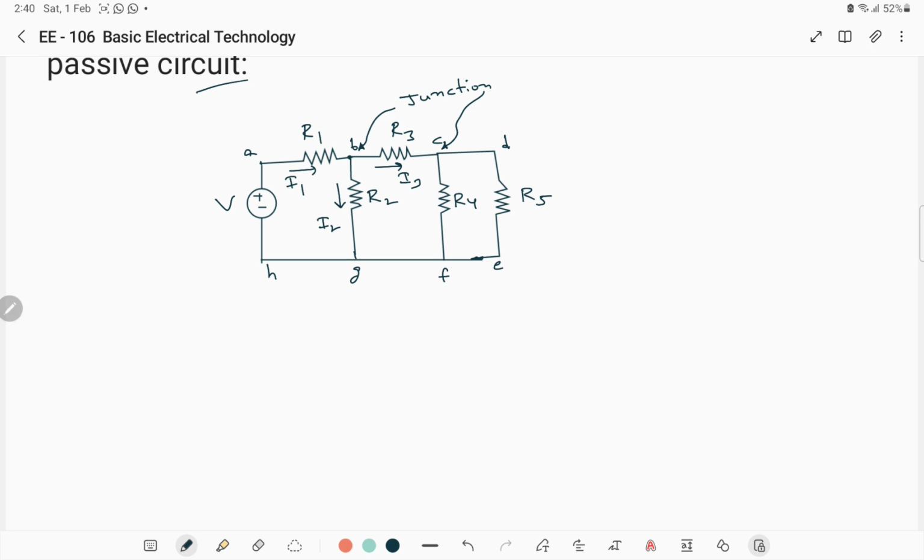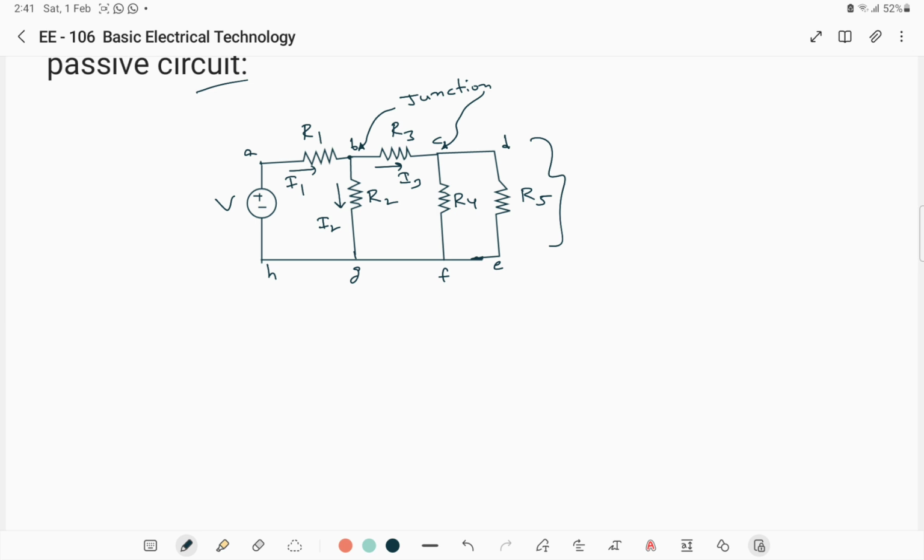What about branch? Each circuit element can be told as branch. Any element, take this element DE, it is a branch. CF is a branch. BC is a branch. BG is a branch. Okay. Similarly, each circuit element can be defined as a branch.